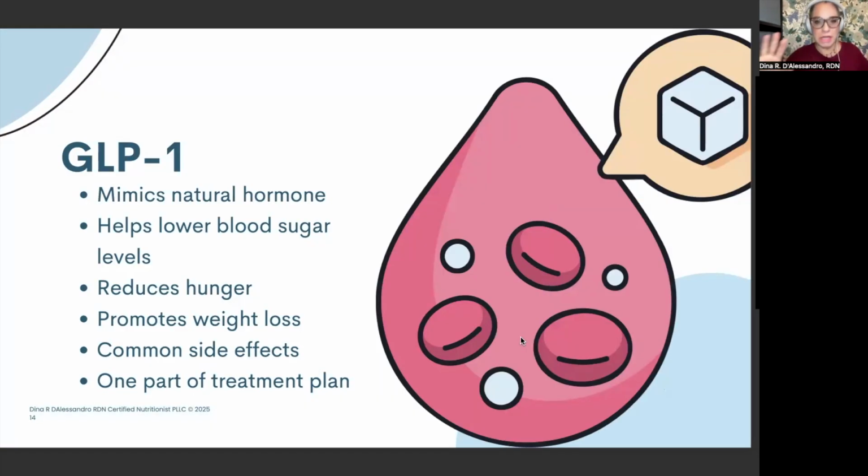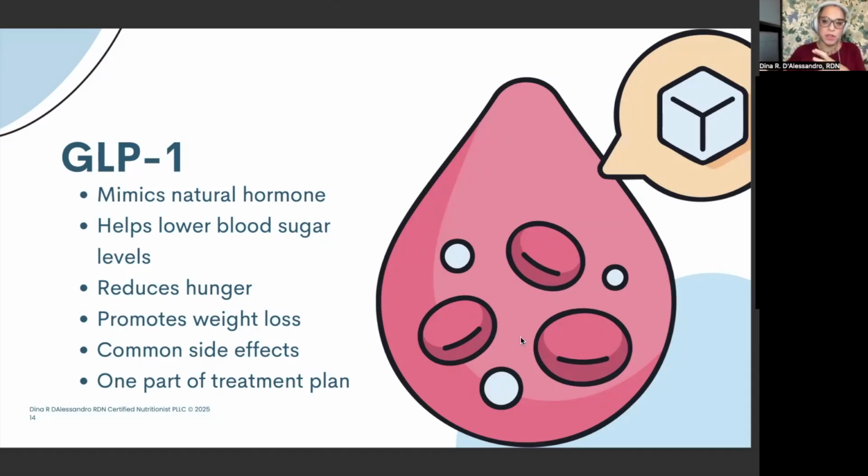I'm not going to go super into detail in here. I just want to give a little bit of an understanding of what this is. So GLP stands for glucagon-like peptides. This is a naturally occurring hormone that happens in our gastrointestinal system, that when we eat, it produces this thing that is in response to our eating.